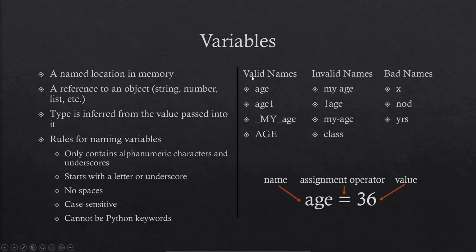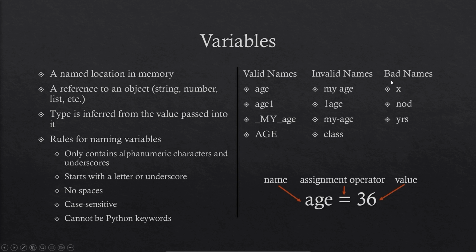Here we have some examples of valid, invalid, and bad names for Python variables. Under valid names, we have all lowercase age, age1 with a number at the end of it, _my_age, myAge with some mix between capitals and lowercase, and then we have an all uppercase AGE. Invalid names include names that have spaces in them, so my age, names that begin with a number, 1age, names that have invalid characters such as a dash, my-age, and names that are Python keywords such as class.